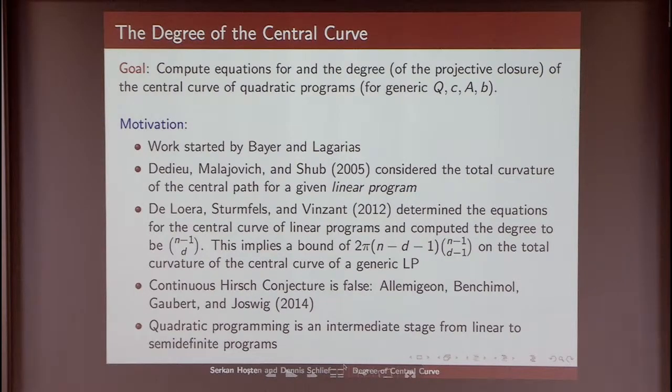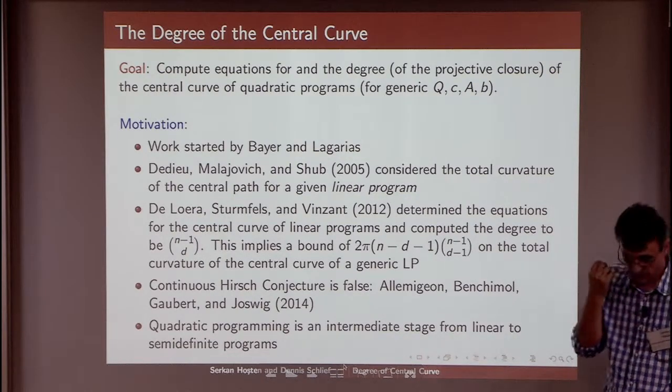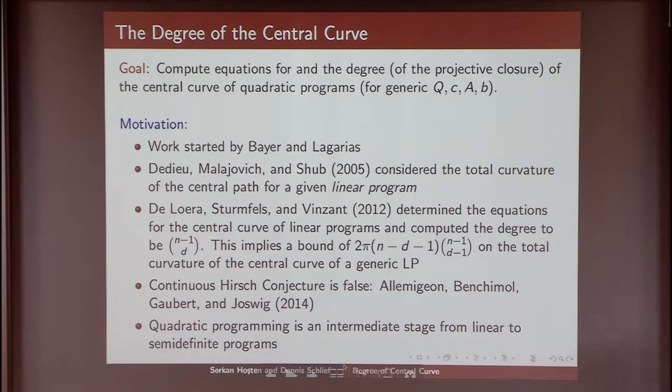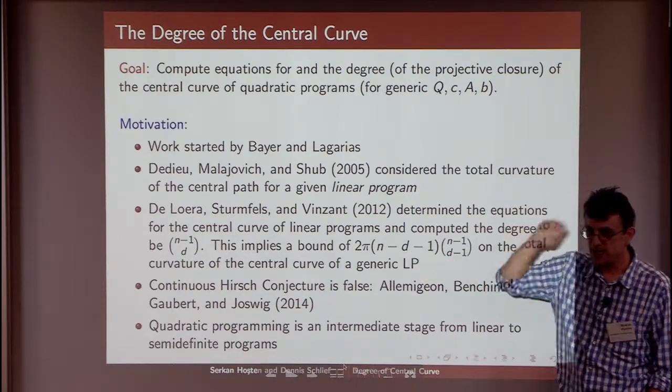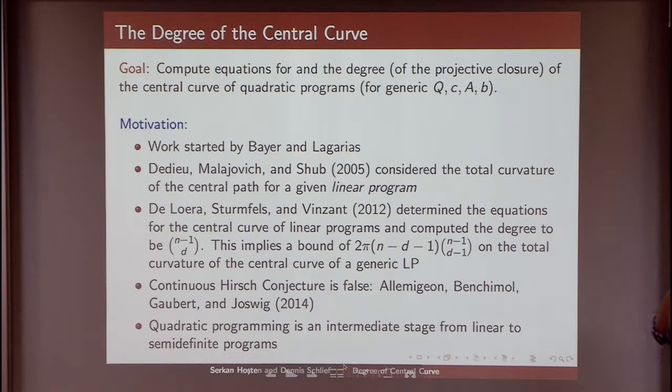Now, one of the motivations of all this study is that there's been a conjecture out there. It's called the continuous Hirsch conjecture. Okay, that says that for any D, you don't have to fix it, for linear programming, the total curvature should be a linear function in n. Okay, we're bounded by that.